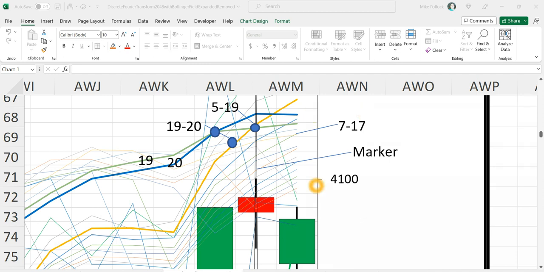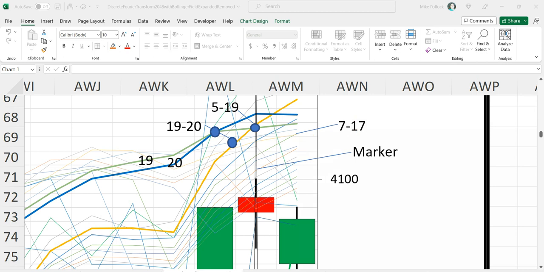So you can see here's Friday's close. It went down just a little bit, and the closing probability lines that determine the price were the top 7 and 17, and they're right here. There's the 17, and there's the 7.